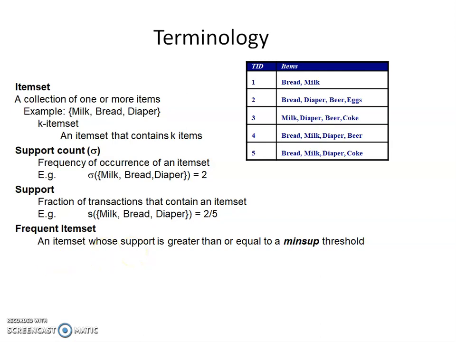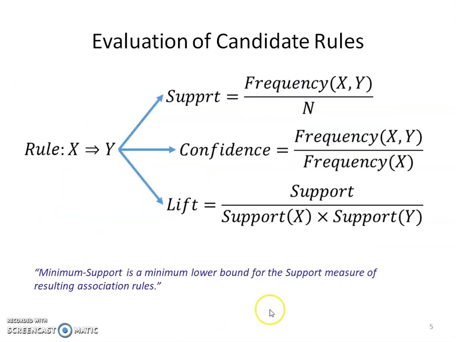Minimum support threshold value is nothing but the minimum lower bound value for measuring the support of the association rule. So the minimum occurrence value is the minimum support threshold value. Then you have a terminology called evaluation, and a terminology called candidate generation. Candidate generation is nothing but the frequent item sets which are formed after applying the minimum support threshold value.